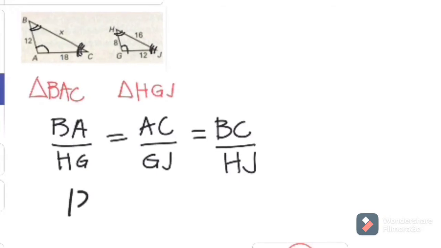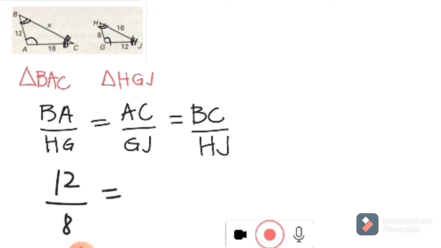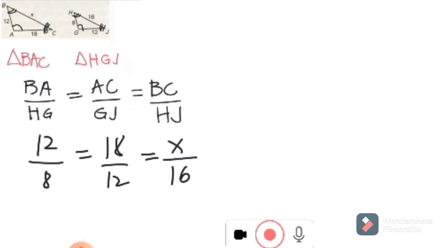BA is 12, HG is 8. We also have AC is 18, and GJ is 12. And lastly, we have BC is unknown, while HJ is 16. Having these measures, let us find the ratio of the first two legs that are given.